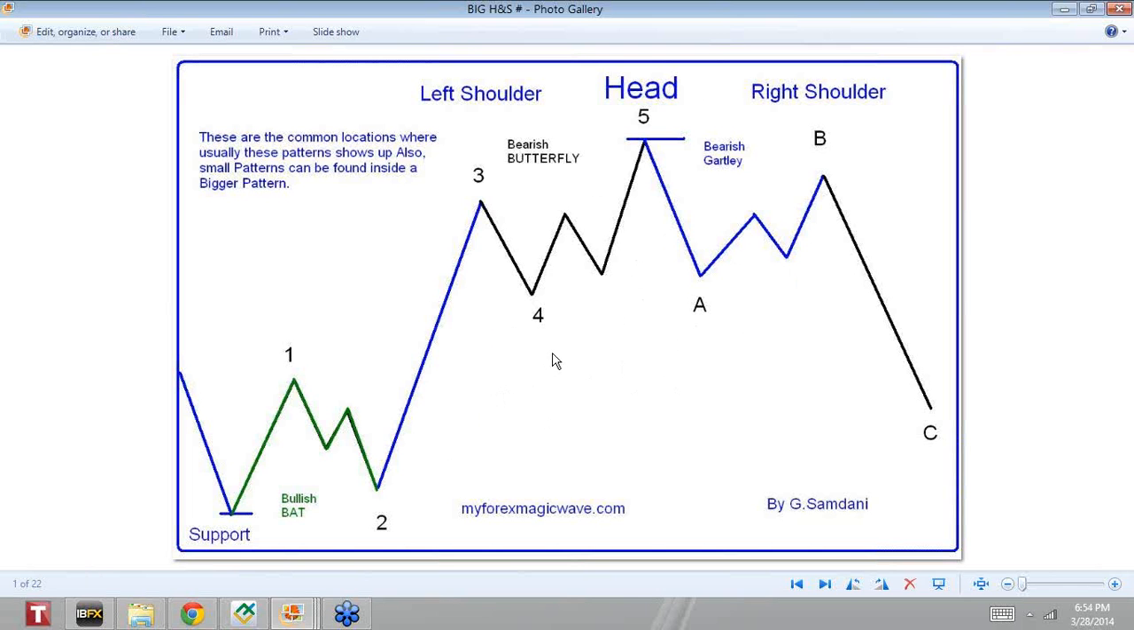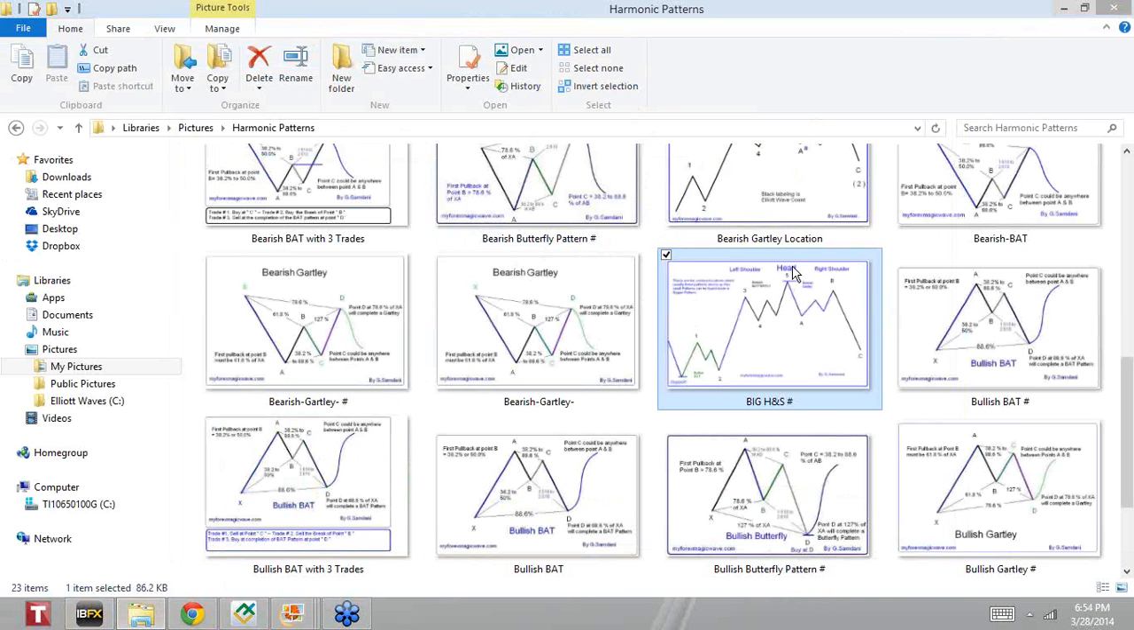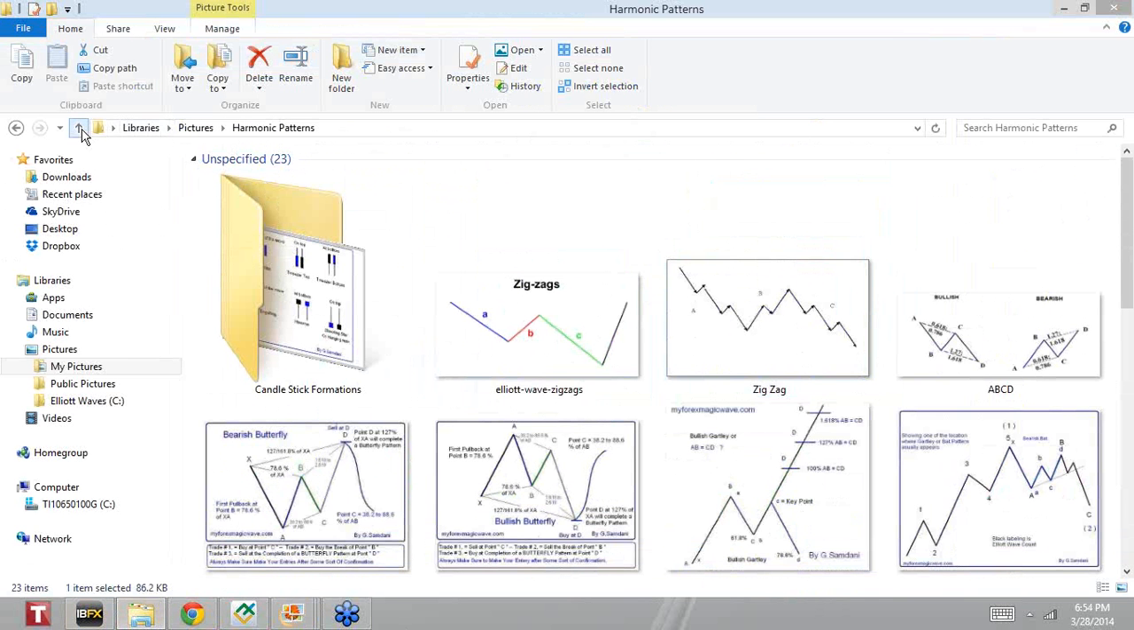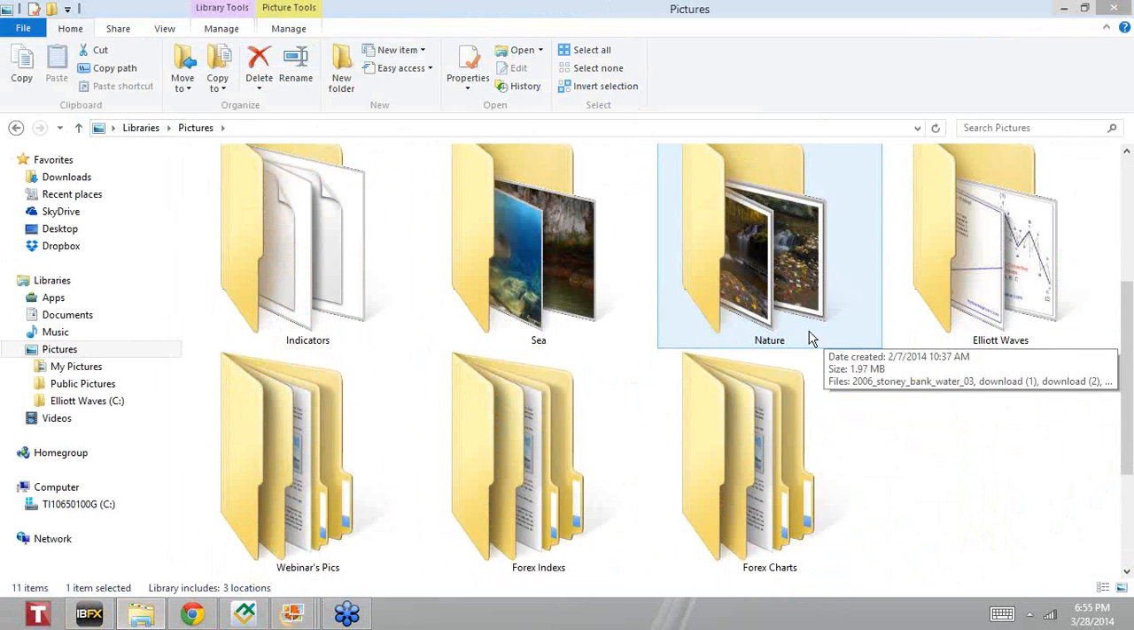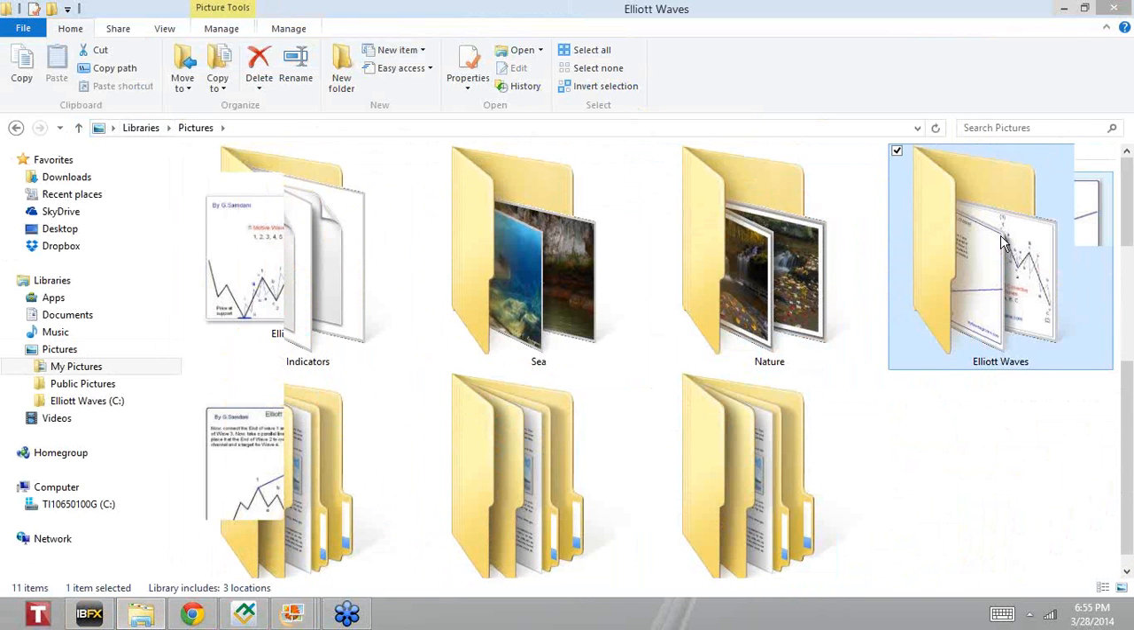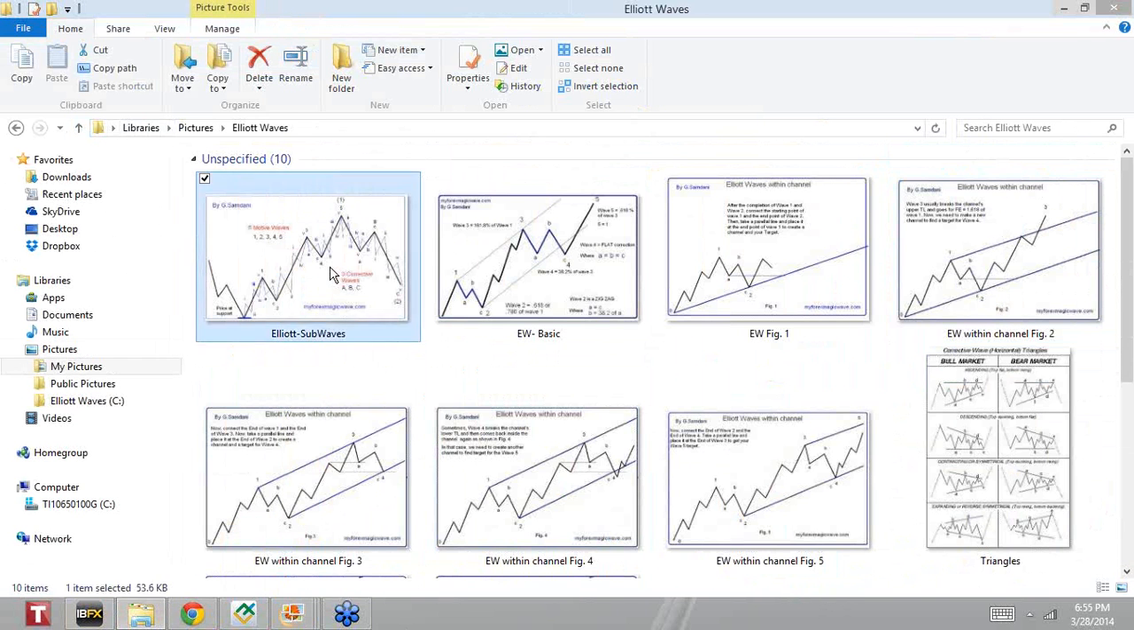See, these Elliott waves, you can find they happen on any time frame. Okay, it will happen on a daily chart. Let me show you the other one again. Hold on just a minute. This is harmonic patterns. We'll go to Elliott wave. Okay, here.